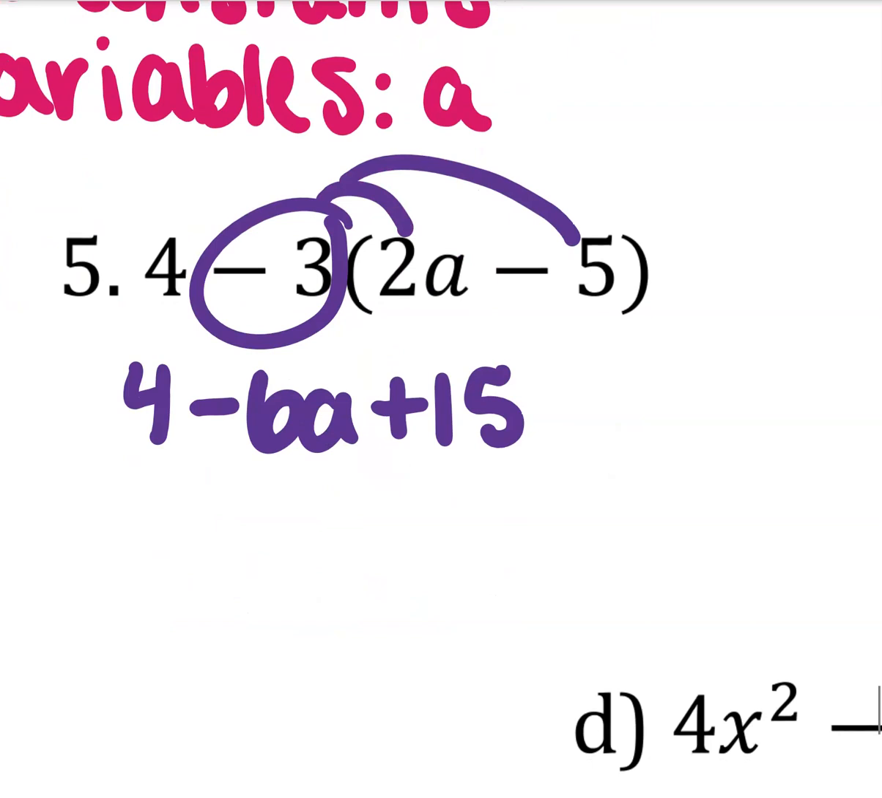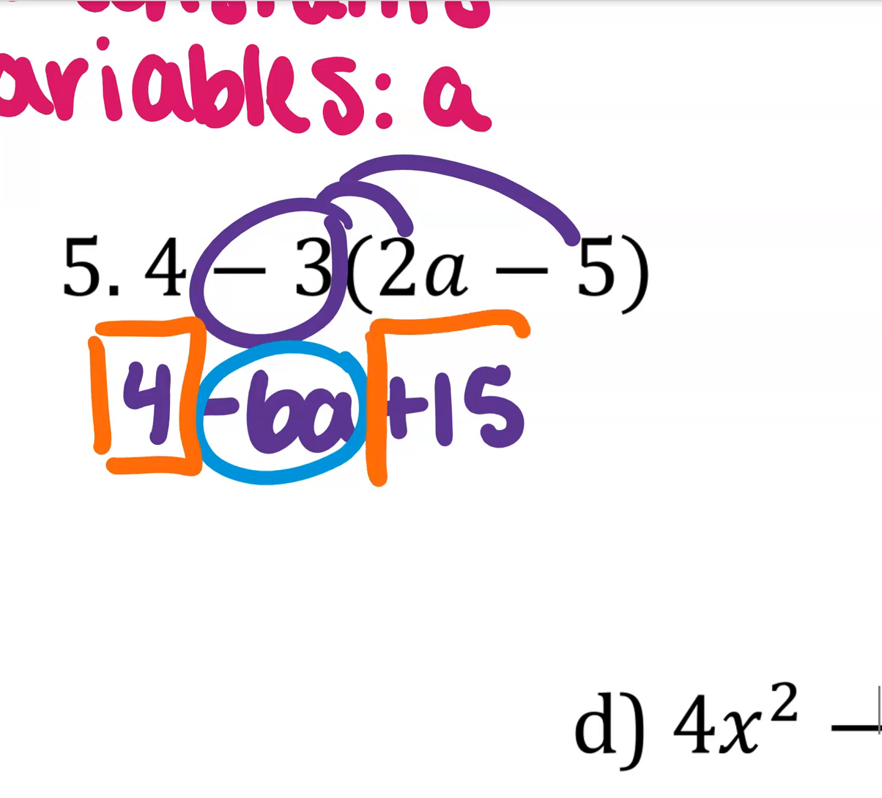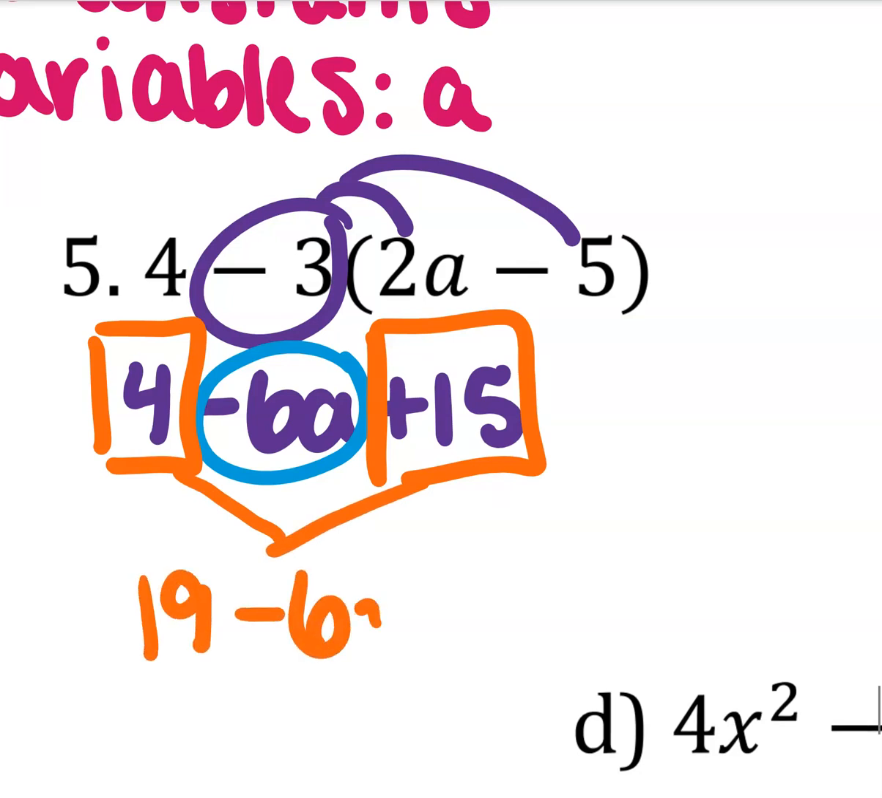Now I'm looking for same variable, same exponent. The only letter that I have is this 6a. Okay, so 6a is going to get a circle. Now the constants are always like terms. Remember that was at the bottom. So I'm going to box the 4 and I'm going to box the 15 because they're like terms. So I'm going to combine like terms. So 4 plus 15 is 19 minus 6a.